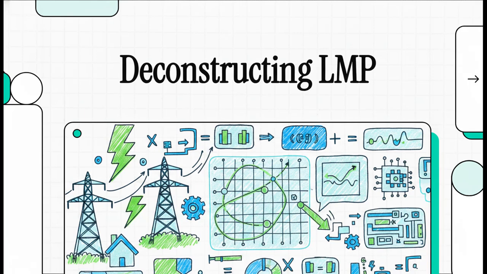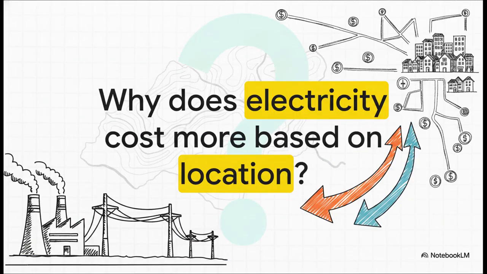Welcome to this explainer. Today, we're unpacking the hidden mechanics behind electricity costs. You know, if you follow grid economics, it can sometimes feel like a total black box. But we're going to pry that box open right now and break it down piece by piece, looking at the exact frameworks dictating how power is actually priced. Let's get into it. So, let's start with the big core question driving all of this.